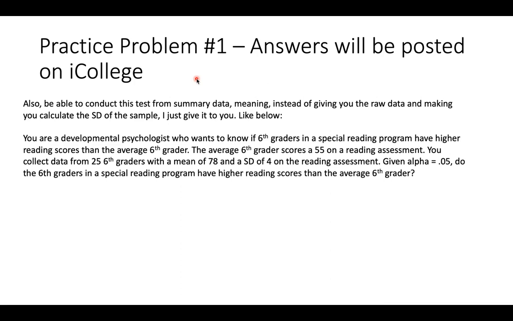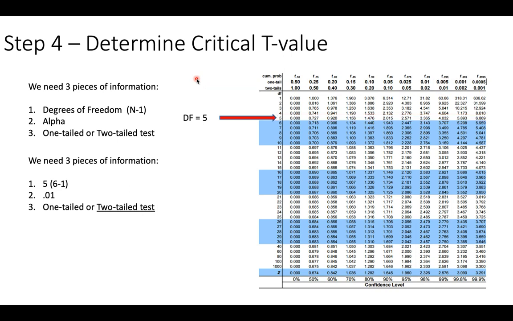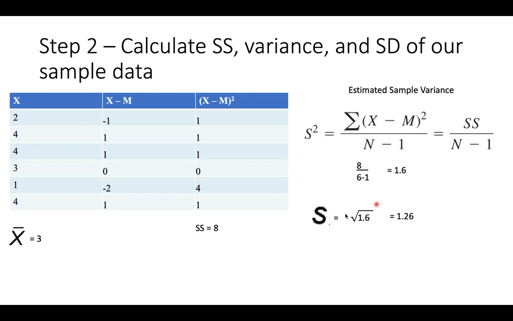Now, what raw data means is that you are given the individual scores of your sample. So in this last example about television watching, you were given the individual scores of your sample, right? Each of these numbers represents a single person. And we had to use their individual data to calculate a mean, which let us calculate a sum of squares, which let us calculate S, the standard deviation of the sample that we need for the t-test.